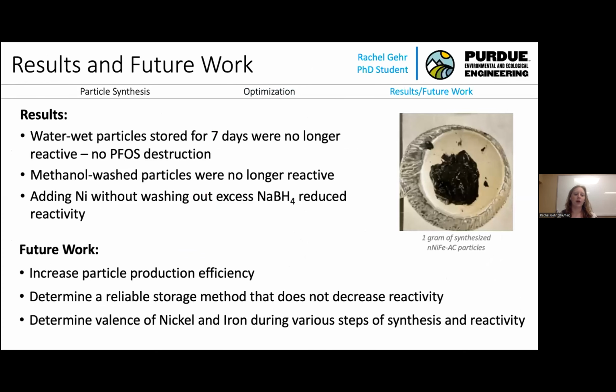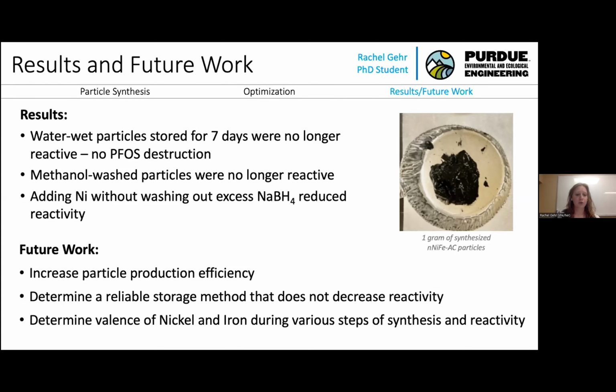Some of the current results show that particles that were stored just wet, where all of the excess water was vacuumed off of them but they were still fairly damp, were stored for 7 days and were no longer reactive. We saw no PFAS destruction with those. We've also tried using a methanol wash instead of DI water, and that just killed the reactivity. We saw no reaction when that happened. I also tried adding nickel without washing out the excess sodium borohydride, and that also reduced the reactivity. So far, the methods that we've looked at have not been the most effective, and we want to continue working on making this process as effective as it can be.